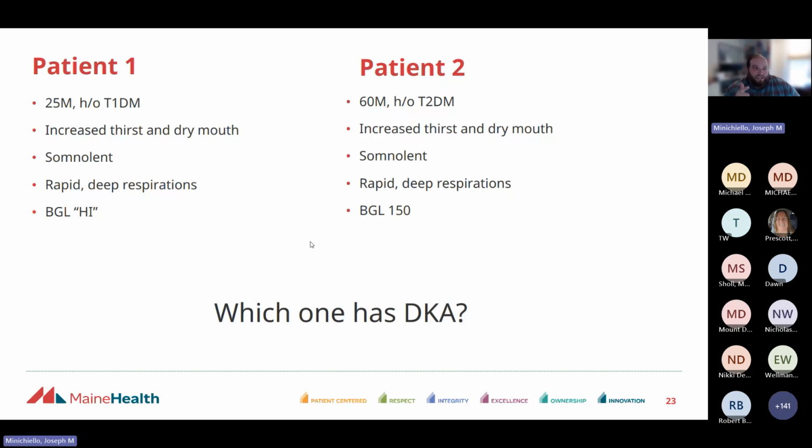They're having these rapid, deep respirations. Let's say I tell you that their end tidal is 75. They have the acidosis piece. And let's say you get that fruity breath smell, so you know they have ketones. But what about patient 2?